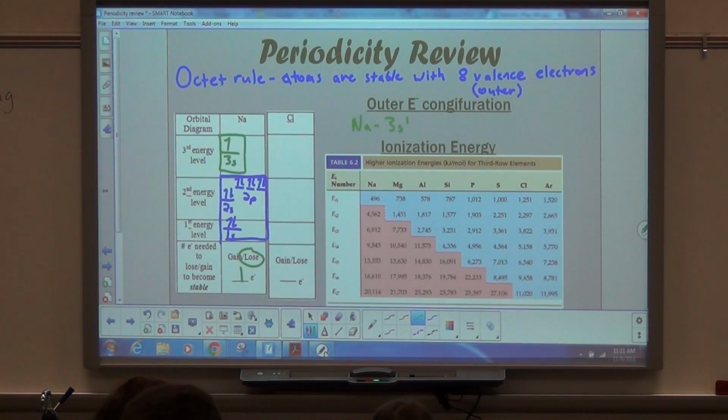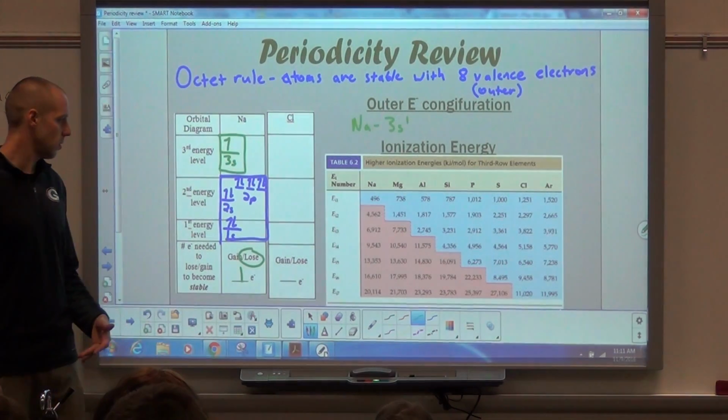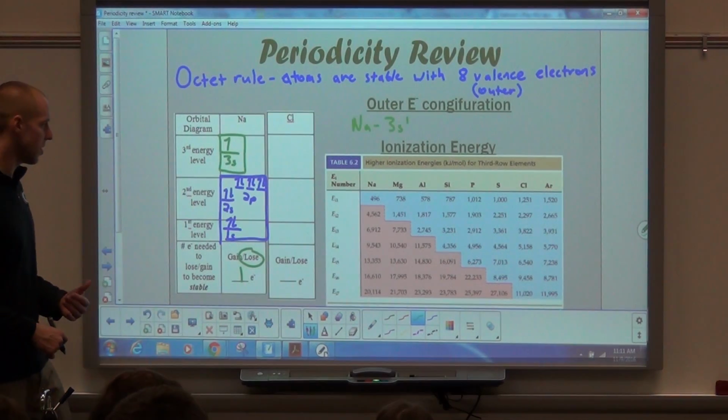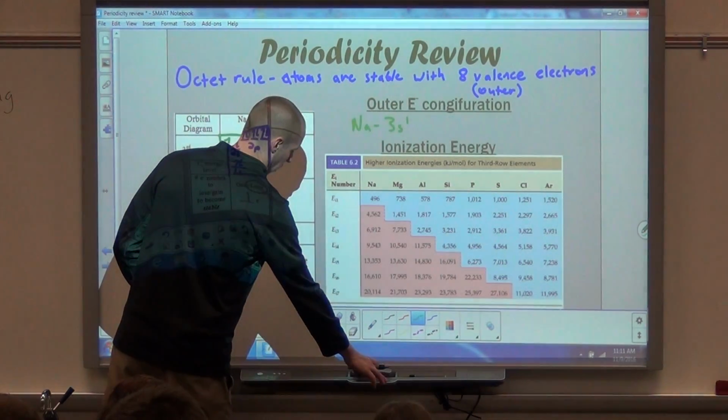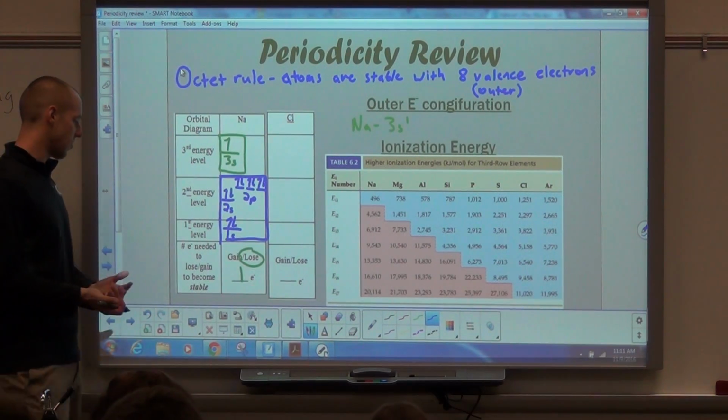Because it is going to do the thing with the least amount of energy possible. So it will not gain 7. Now we're going to do the same thing for chlorine. So we're working on a couple of things that we need to know for tomorrow. So we're going to draw its first energy level.